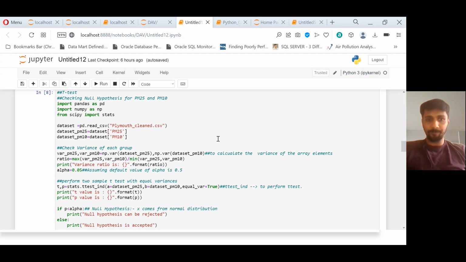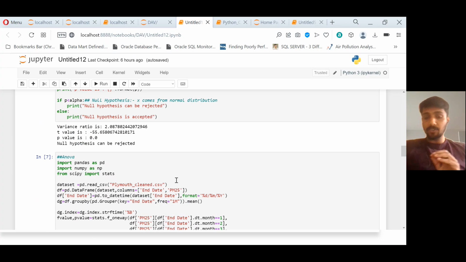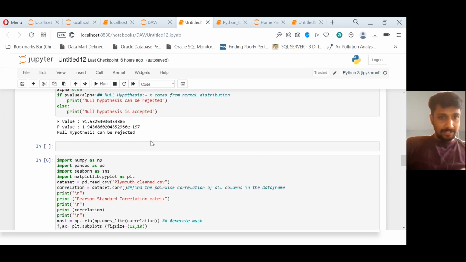Then we performed the one-way ANOVA test, the analysis of variance test, to determine whether the means of PM 2.5 for each month throughout the year 2021 were the same or not. We have to know whether the mean of particulate matter PM 2.5 for each month is the same or not. For that, we performed the ANOVA test, and we can see the output.